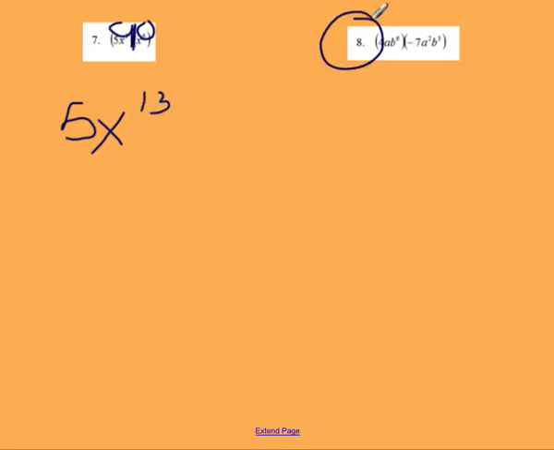So next I want you guys to try number 8 on your own. Multiply coefficients, add exponents. I'm going to say that again. Multiply coefficients, those numbers on the outside, and add the exponents, the little numbers that are up top.